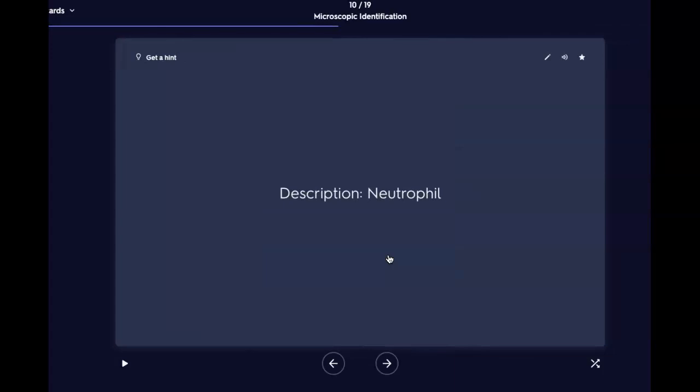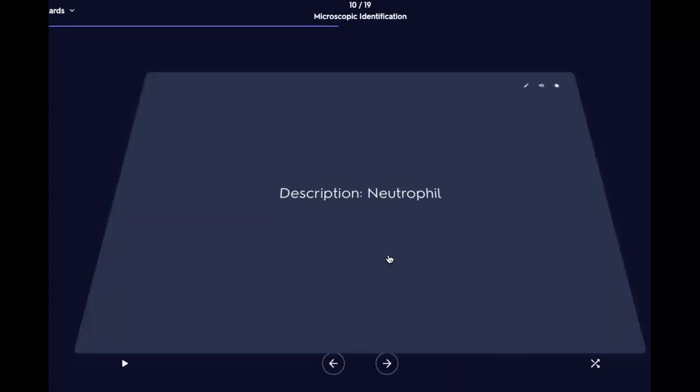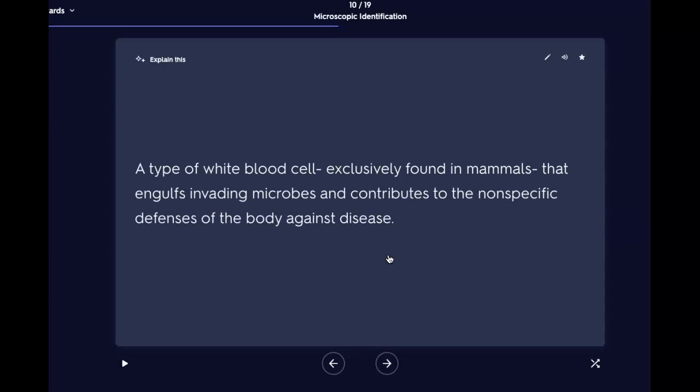Next, we're going to go into our blood. Neutrophils are a type of blood cell found exclusively in mammals. Neutrophils are a type of white blood cell that engulf invading microbes. We generally have the most neutrophils in our body because they're like the frontline infantry.